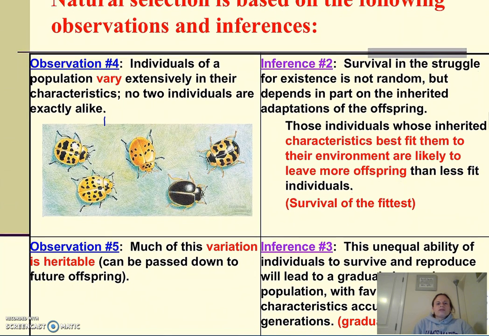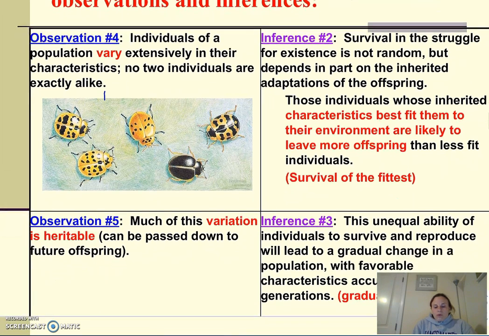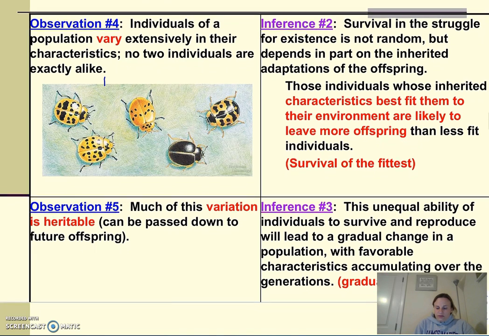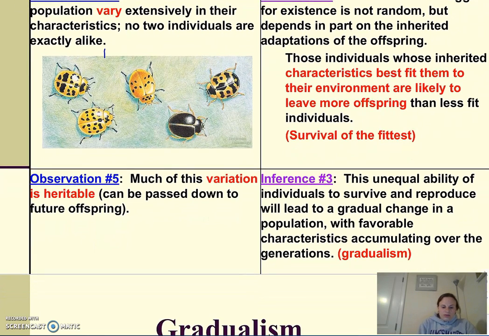Another observation was the fact that individuals within a population vary, and the variations that are favorable in that environment, that best fit them to that environment, are more likely to survive and reproduce, known as survival of the fittest, where those adaptations, those variations that make the organism better fit, are going to be passed on to the offspring.